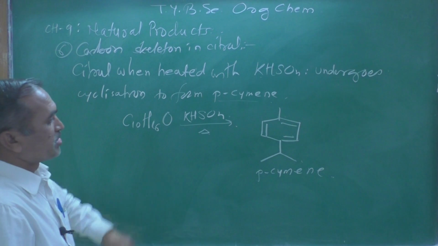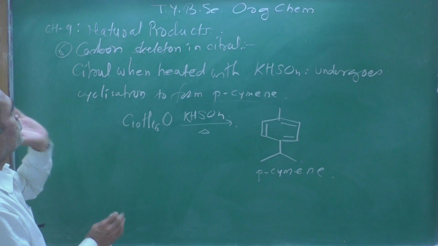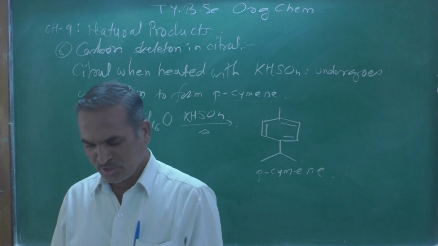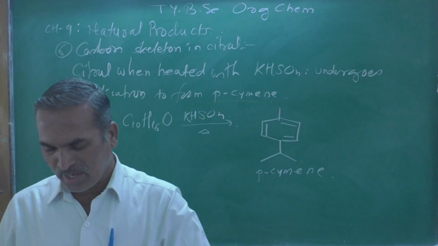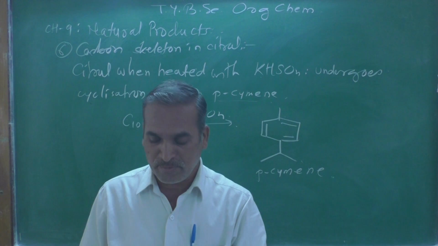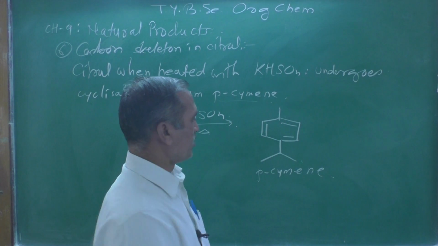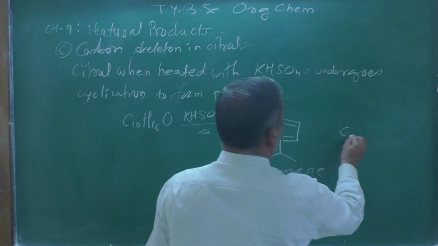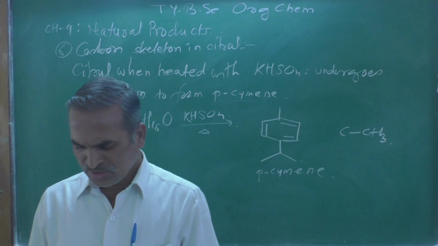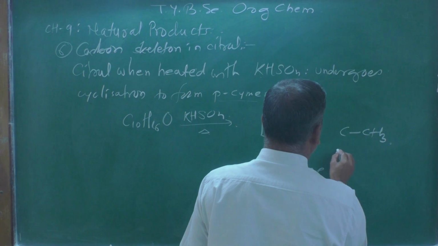So that suggests that the carbon framework present in the citral, and the formation of para-cymene, proves that citral contains a carbon framework with CH3 and isopropylidene and CH3.